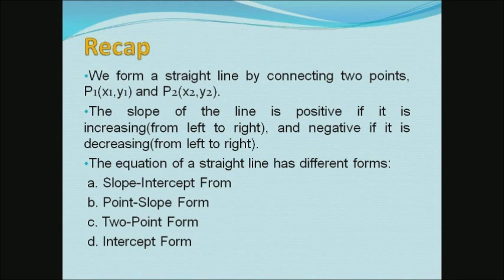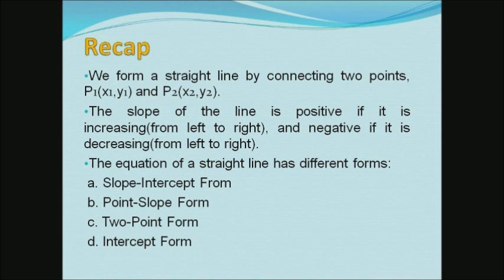So again, our slope is denoted by m. So kapag positive, positive m. Pag negative, negative m. Okay? The equation of a straight line has different forms. Those are slope-intercept form, point-slope form, two-point form, and intercept form. So these are the four equations in different forms that I discussed a while ago.